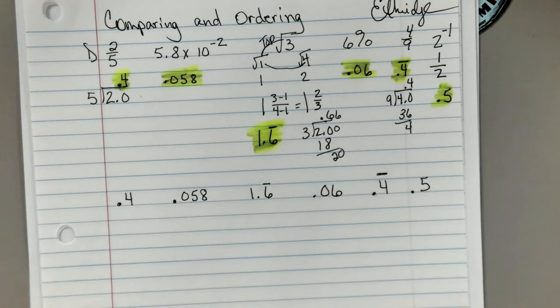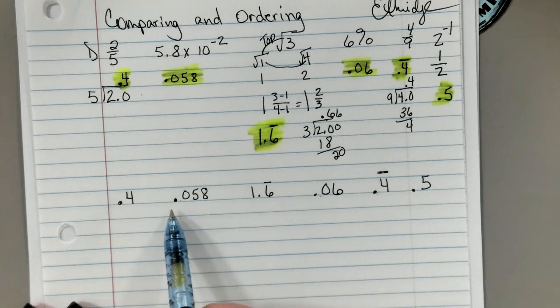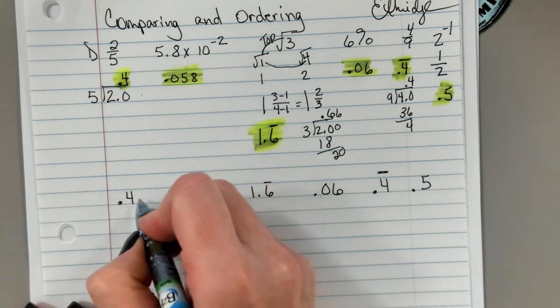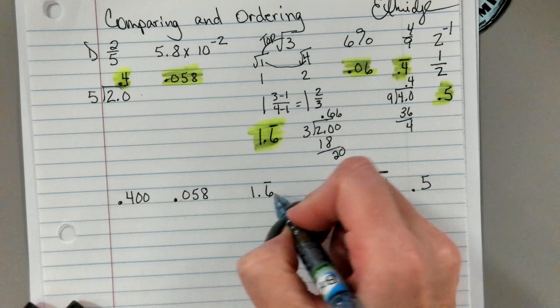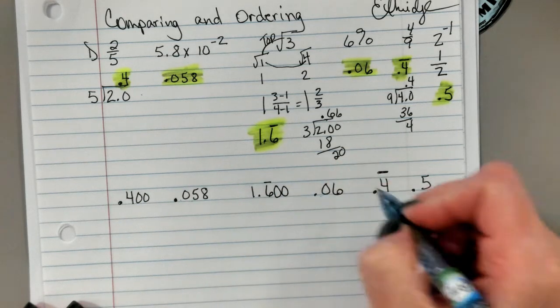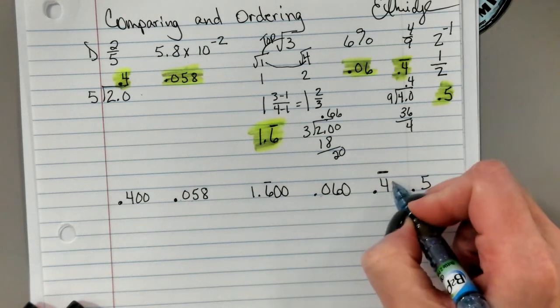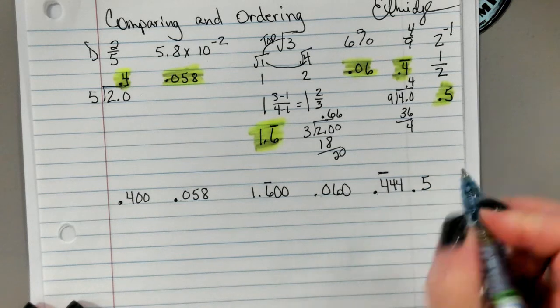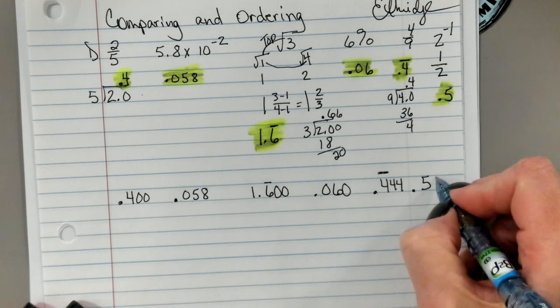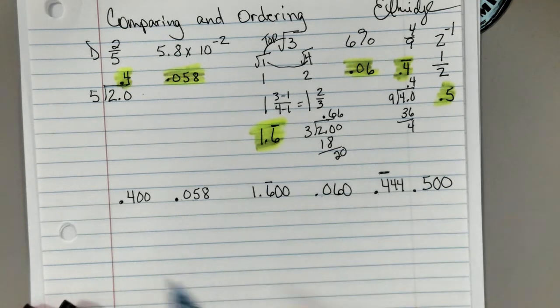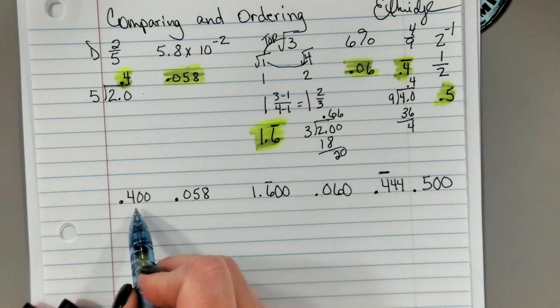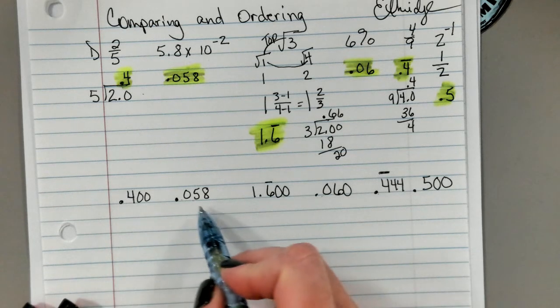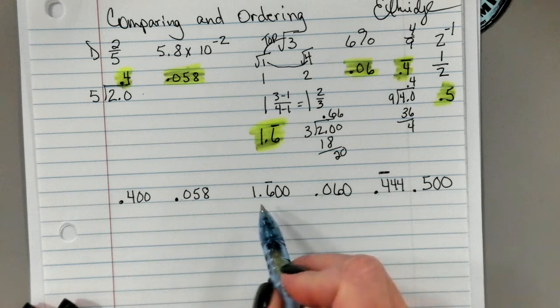Now, when you are comparing decimals, the best thing to do is to make them all the same size so that you can truly see how much you have. My largest one is 3 decimal places out, so I'm going to add some zeros, or 4s. It's repeating, so I have to add 4s. Okay, so I'm really looking at putting in order. 400, I got a 58, I got a 1.